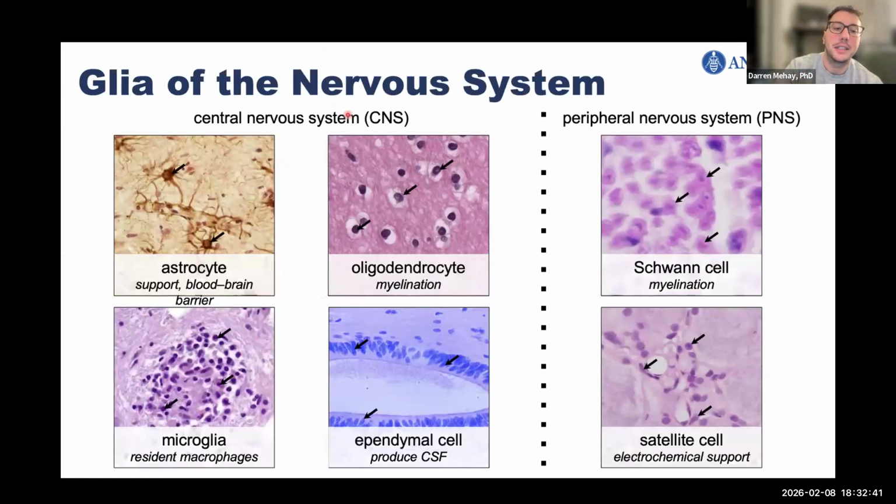Within my central nervous system, astrocytes are going to be within the central nervous system. Oligodendrocytes are in the central nervous system. Ependymal cells and microglia are all going to be within the central nervous system, whereas in the peripheral nervous system are our Schwann cells and our satellite cells. Our Schwann cells are going to be the main form of myelination for our peripheral nervous system, whereas oligodendrocytes are the main myelination for our central nervous system.